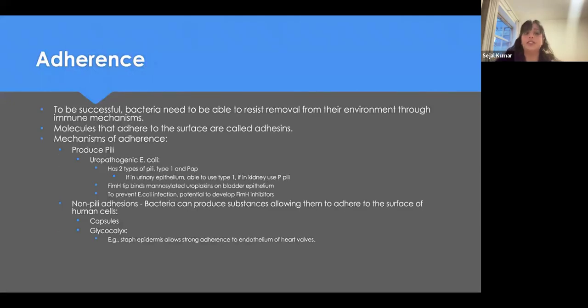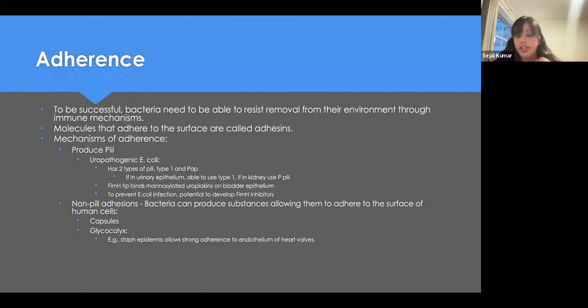So adherence, as I was saying, it's important to be able to adhere to the environment that they've chosen for bacteria because they need to be able to resist removal and subsequent destruction. Molecules that adhere to the surface are called adhesins. So there are a few different mechanisms of adherence. Some bacteria produce pili.